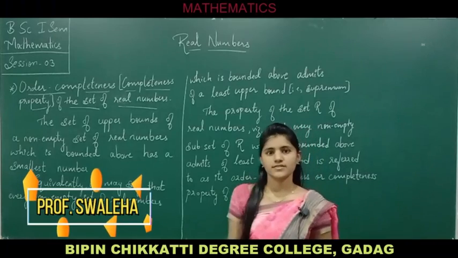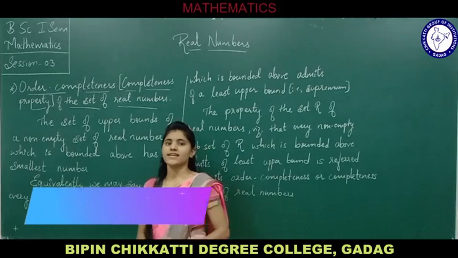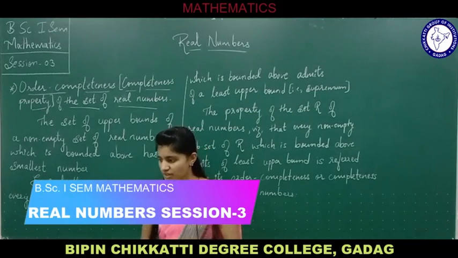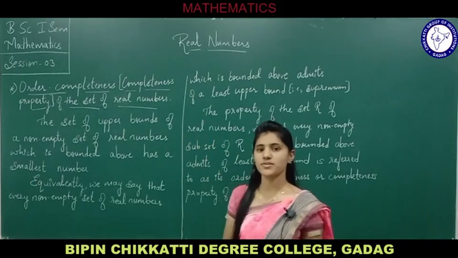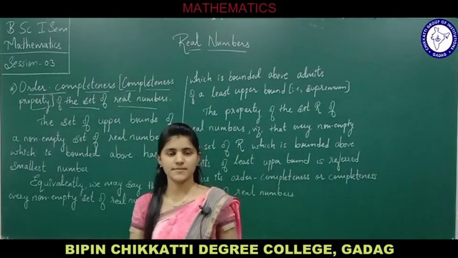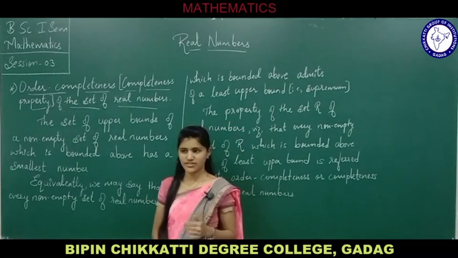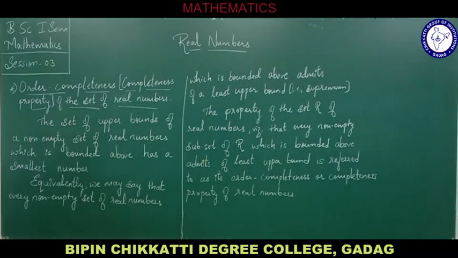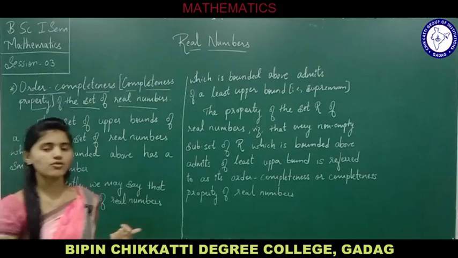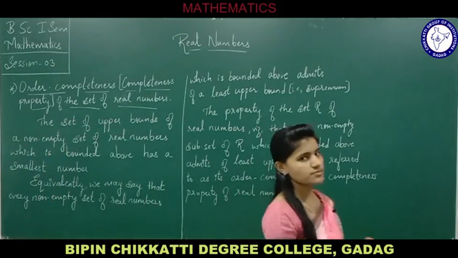Students, so we are discussing real numbers, right? In our previous session we studied the characteristic properties of supremum and infimum of real numbers, and we also studied a few more definitions, that is, the greatest number of a set bounded above and the smallest number of a set bounded below.